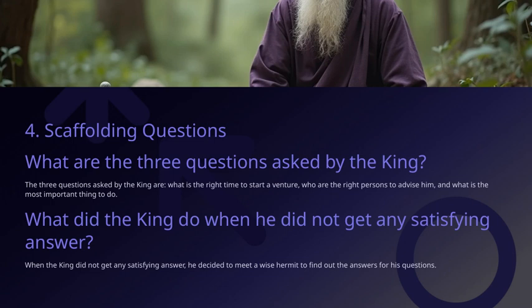And finally, the third question is, what is the most important thing to do? Prioritizing the key actions can steer efforts in the right direction. When the king didn't find satisfying answers to these questions, what did he do? He decided to seek out a wise hermit. His idea was to gain insights from someone who had experience and wisdom beyond ordinary understanding.